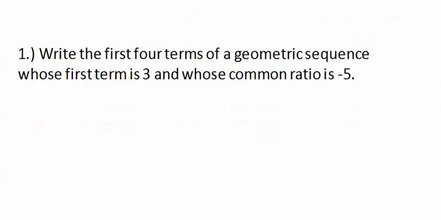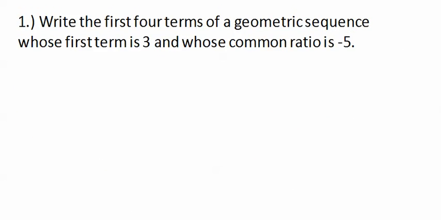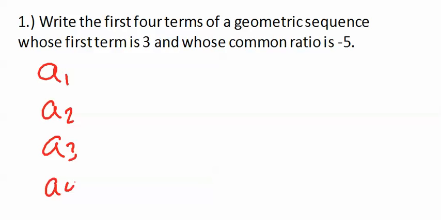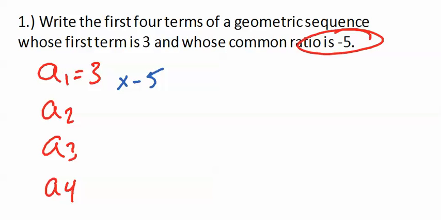Just to give you an example of what a sequence would kind of look like, we're going to write the first four terms of a geometric sequence whose first term is 3 and whose common ratio is -5. So I have the first term, and we're going to do 4. I want to start out with the term of 3. Now, common ratio -5 means I'm going to multiply the last one by -5. So that's going to make our second term -15.